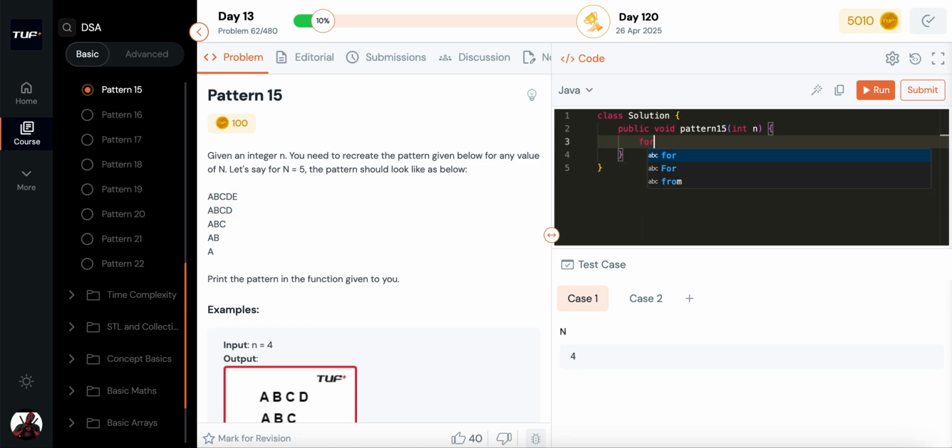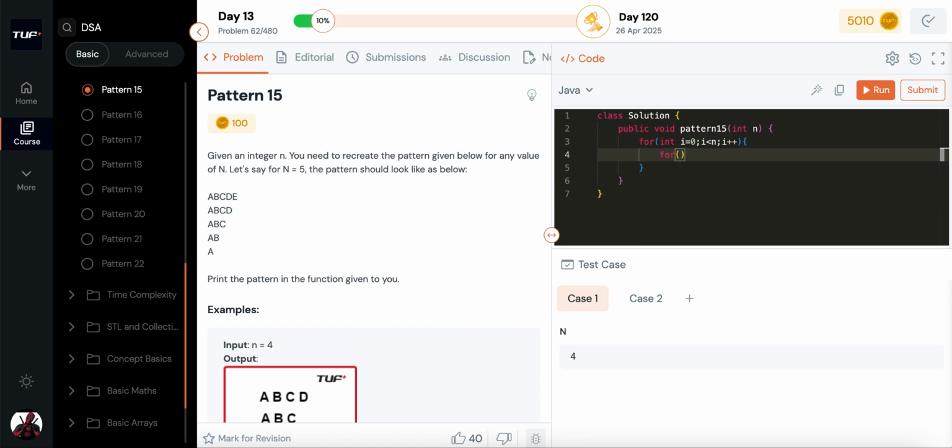So let's start this. For int i equal to 0, i less than n, i plus plus. This will decide how many lines will be written. So if n is equal to 5 lines, 0 to 4. It will be 0 and less than 5, when i reaches 4, it will be less than 5. So 0 to 4, 5 lines.